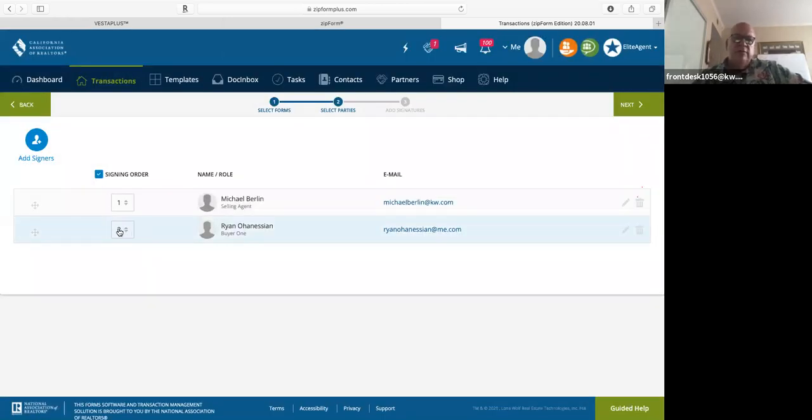Close. So over here in signing order, if you want everybody to sign it at once, do everybody the same number, 1, 1, 1, 1. If you need somebody to sign something before somebody else, then you would do 1, 2, 3, 4. But what happens when you do the numbers is sometimes it gets tied up because number 2 didn't do it and number 3 is waiting for it. So if you put all ones, it means that it'll go to everybody at once. And everybody could sign it at once and it'll all come back at once. So that's what I normally do in a normal transaction.